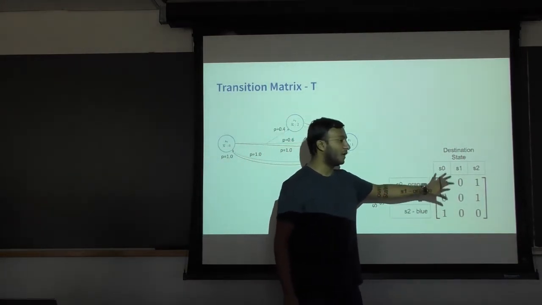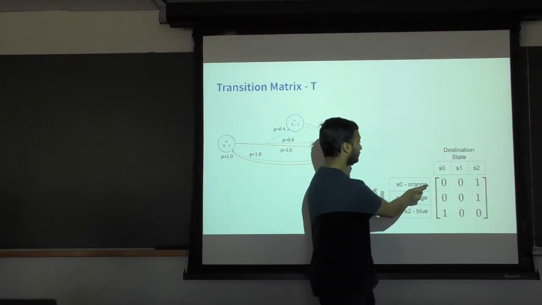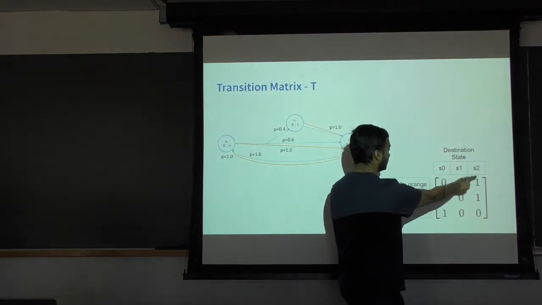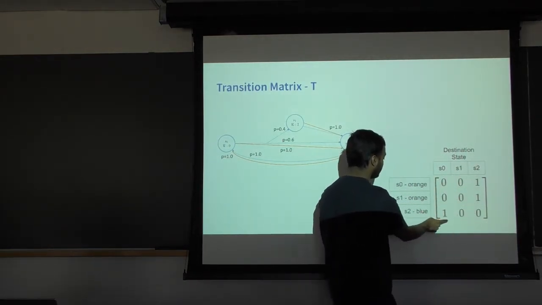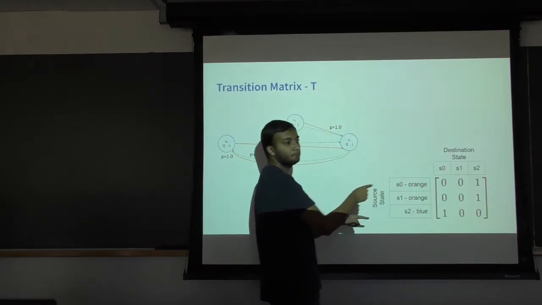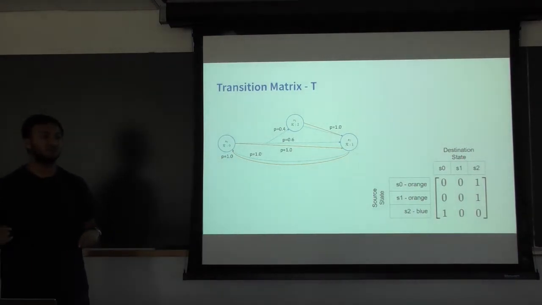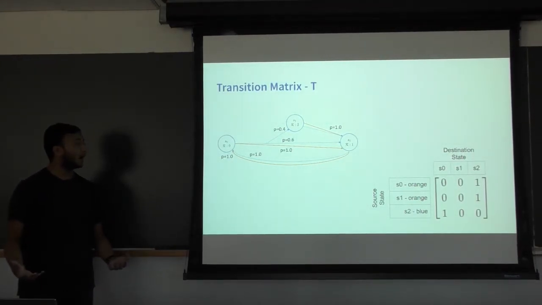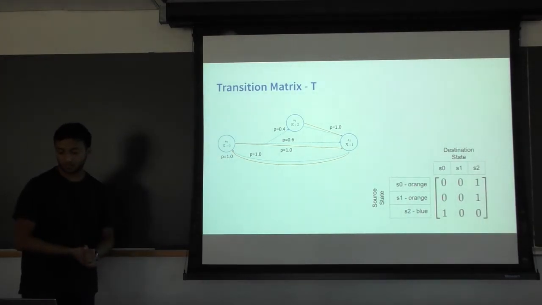And what the transition matrix does is it basically maps that in matrix form, saying that with probability 1 for this action we go to state 2, with probability 1 for this action we go to state 2, and with probability 1 for this action we go to state 0. Okay? This basically encodes a set of actions and what destination states they map to.